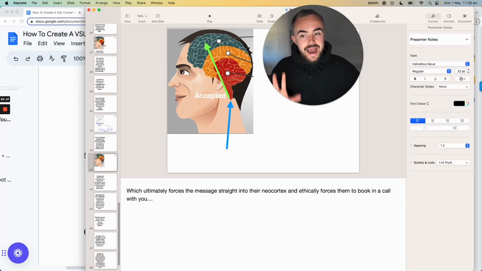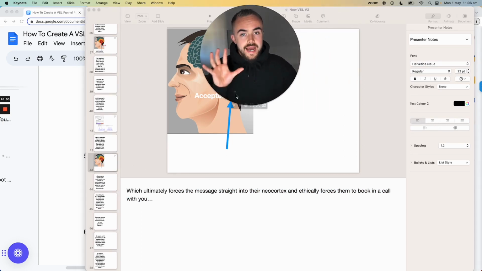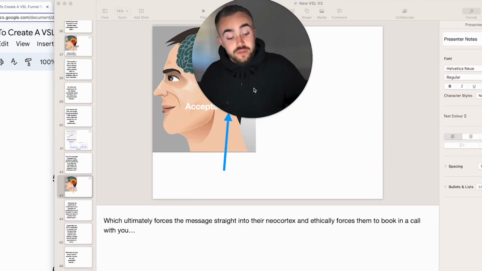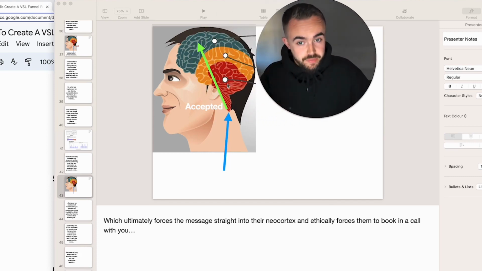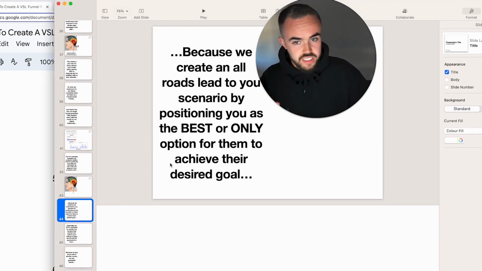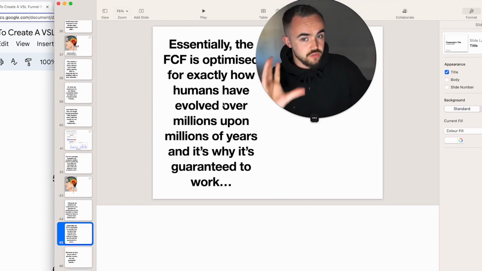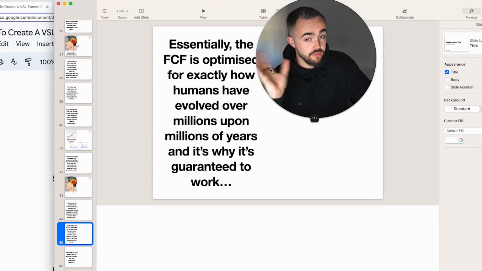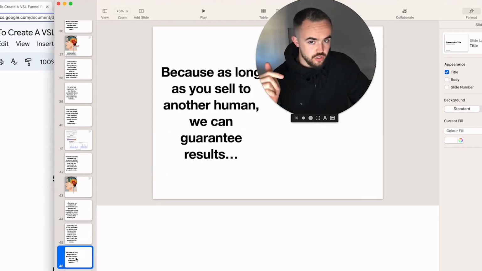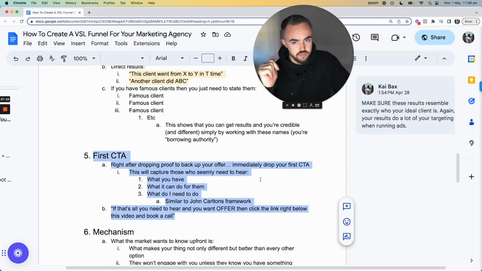You can see there how I've positioned what we do as different and superior to every other option in the market. And I'm explaining here's why right now you're not getting the results. And so instead, here's what we do, and here's why what we do actually gets results. And I'm logically explaining why this is the case. We create an always lead to you scenario, and essentially the reason why this works is because it is optimized based off the back of how humans have evolved over millions upon millions of years. So as long as you're selling to another human, we can guarantee results. And then I go into basically the final CTA.